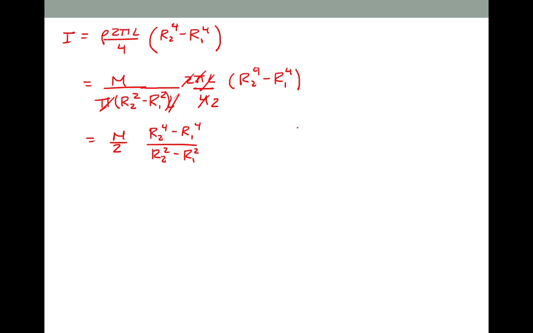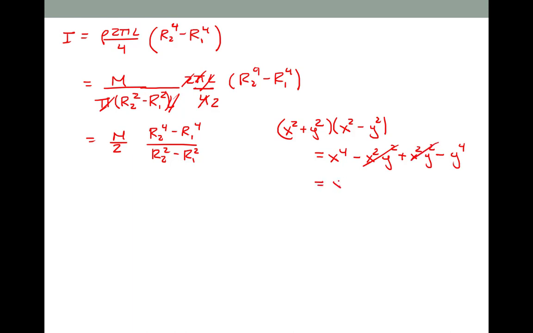And now I want to remind you of something. If I have x squared plus y squared multiplied by x squared minus y squared, this works out to equal x to the fourth minus x squared y squared plus x squared y squared minus y to the fourth. The cross terms cancel, and I'm left with x to the fourth minus y to the fourth, which is exactly what I have in the numerator, with x being r2 and y being r1.